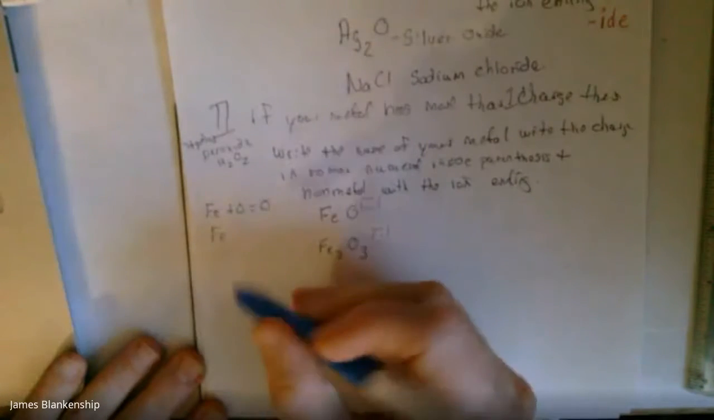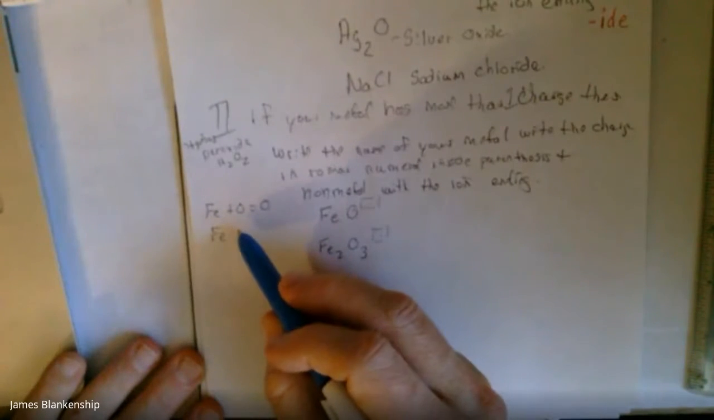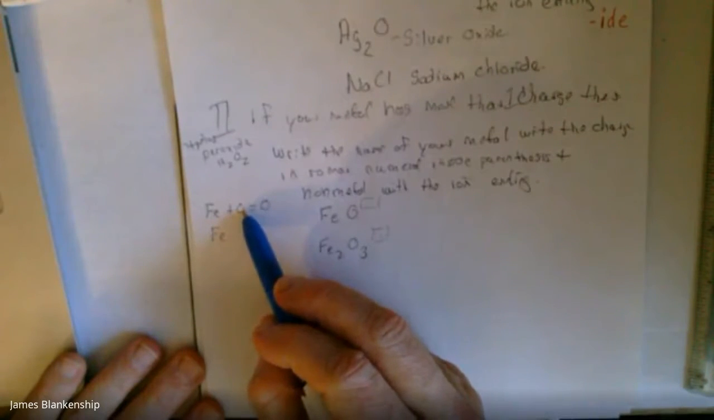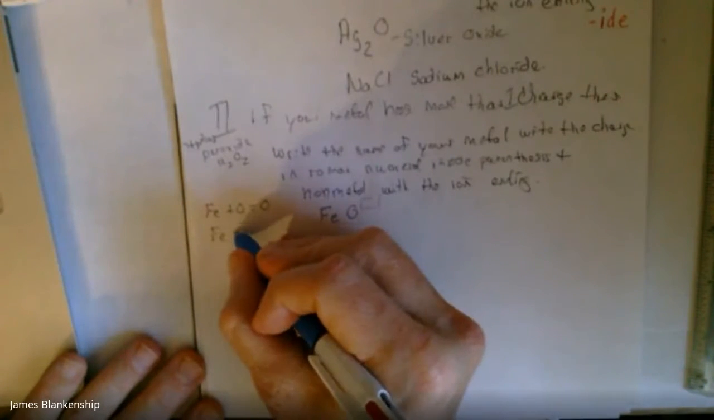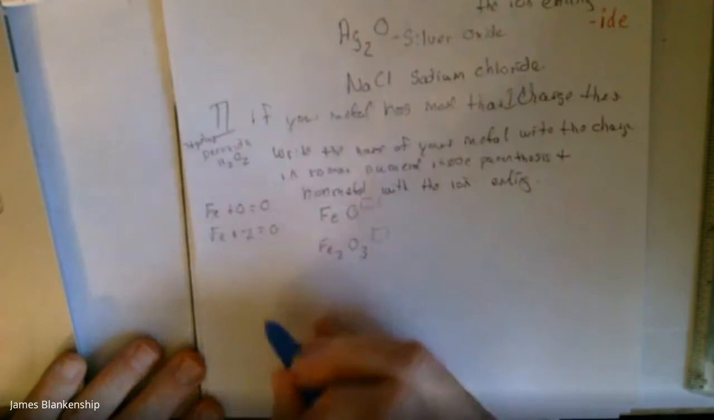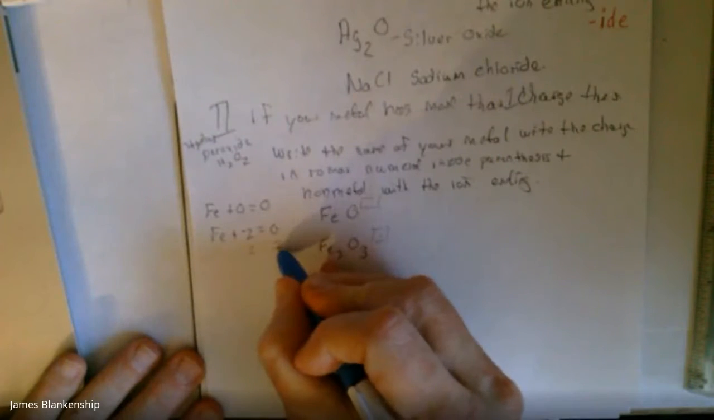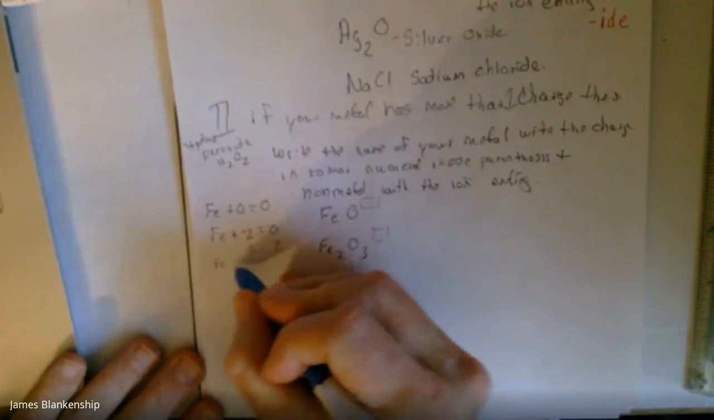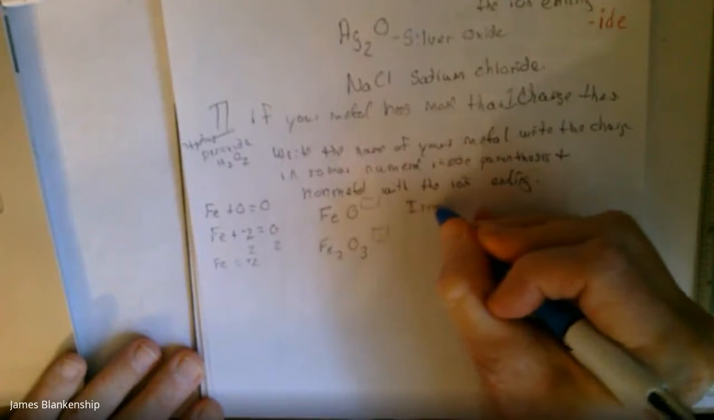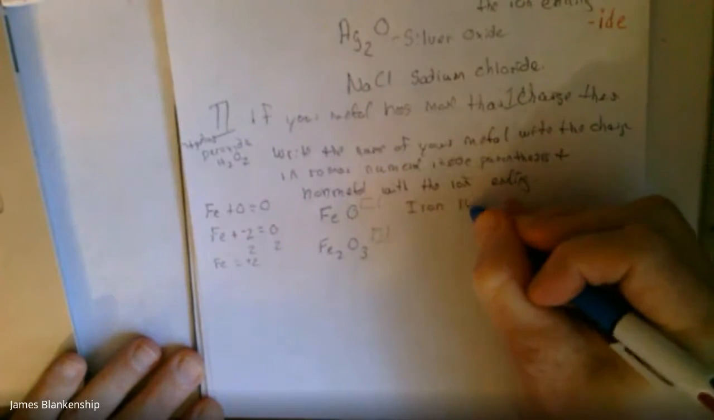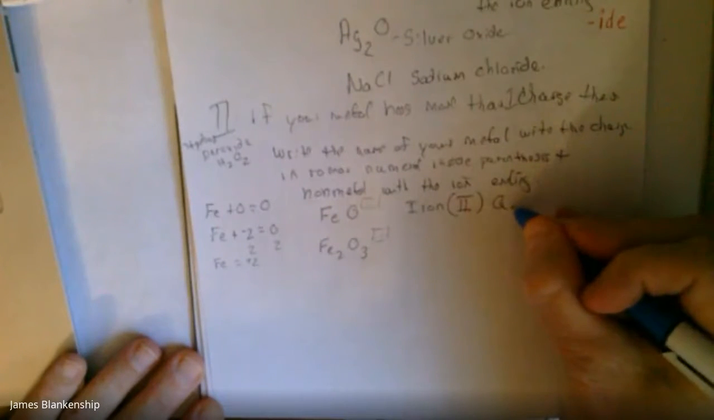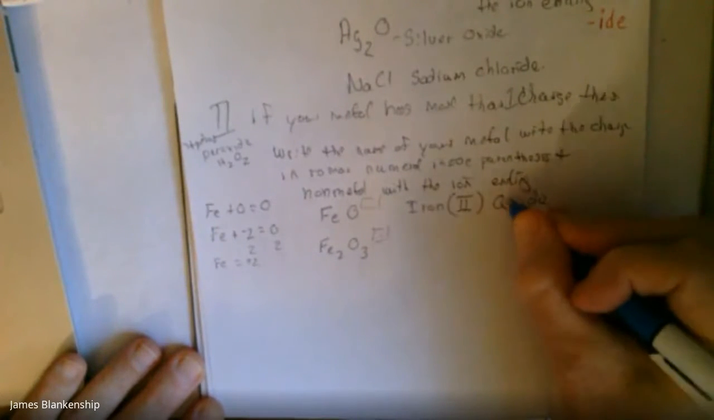So just like in Vegas, the race doesn't always go to the strongest or the swiftest, but it's the safest way to bet. Oxygen's not always a -2, but in this case, it's the safest way to bet. So we're going to say plus a -2 equals 0. Add your 2, add your 2. Our iron is a +2, so this would be written as iron, Roman numeral 2, in parentheses, and then oxide.